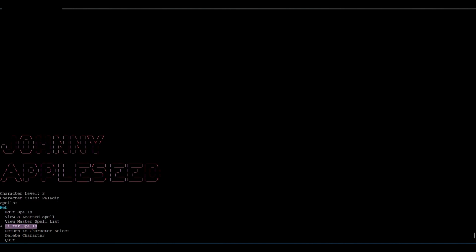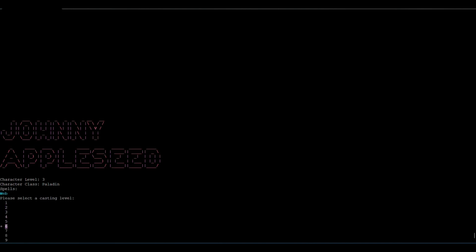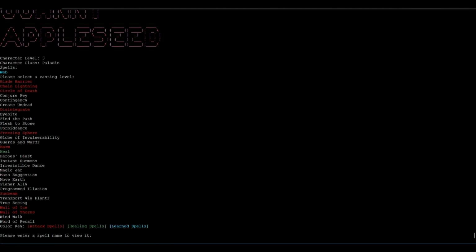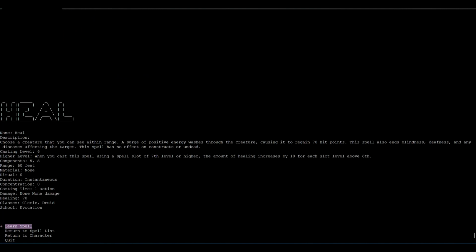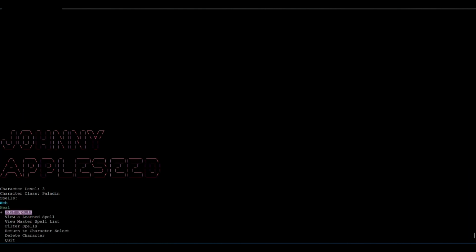So that's about the gist of my application. It also has a number of filters that you can enter, such as healing spells, attack spells. You can sort them by level, sort them by school, or sort them by class. So say we want some level 6 spells. You enter the spell's name to view it, and just like before, you just learn the spell, and it appears on the list.